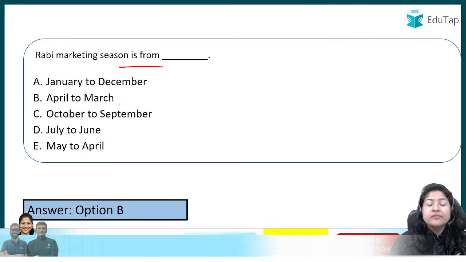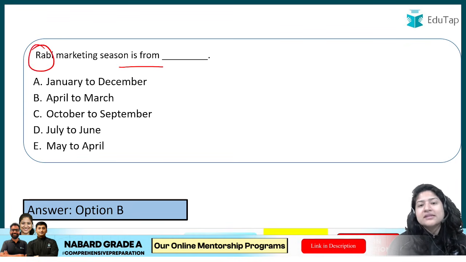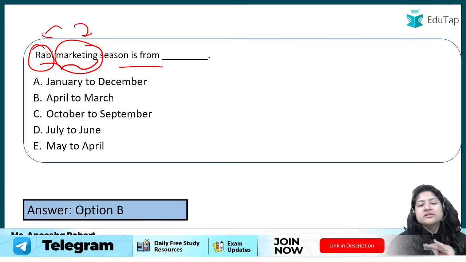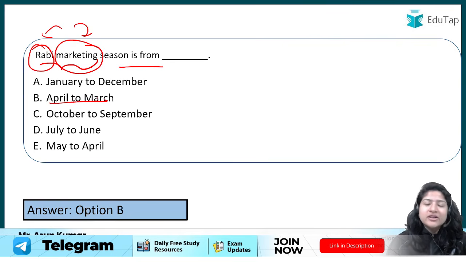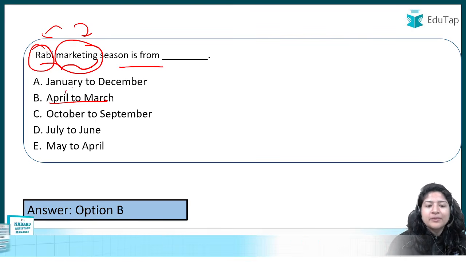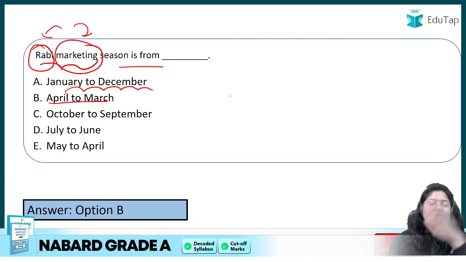तो यहाँ पे when we talk about rabi season, that is the winter season. But rabi marketing season तो means your crops have grown in winter season, तो of course its marketing will be observed in the spring season, right? Because after winters harvesting is done and after winters which season comes, that is your spring season, ठीक है. तो ये आपका अप्रैल टू मार्च, तो मतलब अप्रैल मई जून जुलाई अगस्त सितंबर देन मार्च, ठीक है.